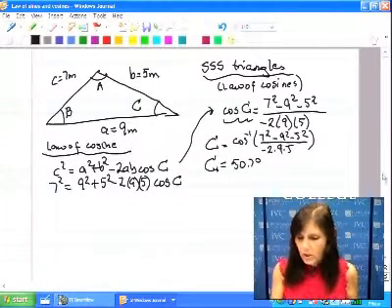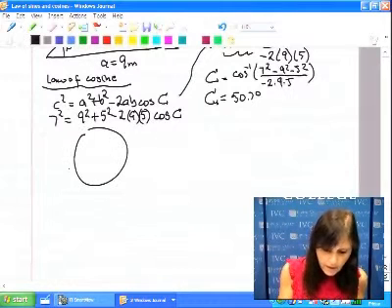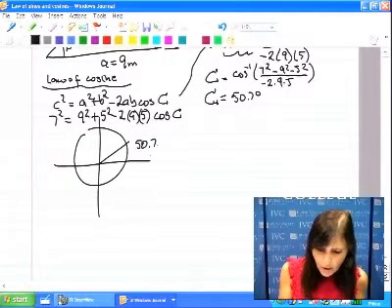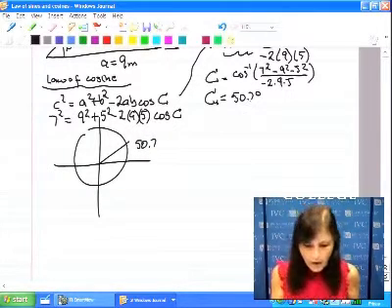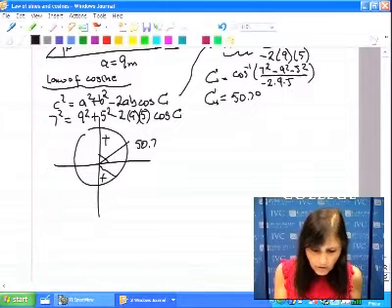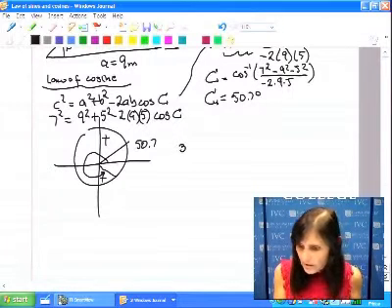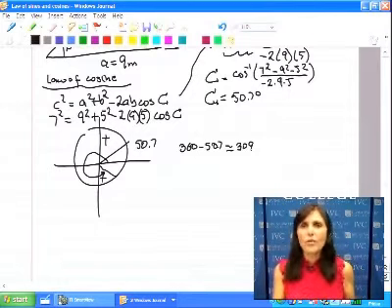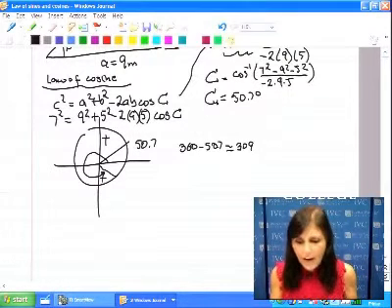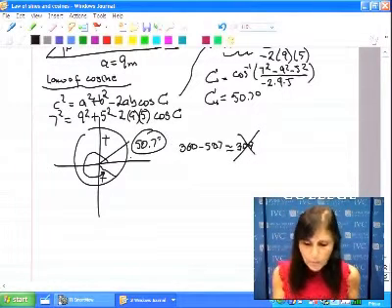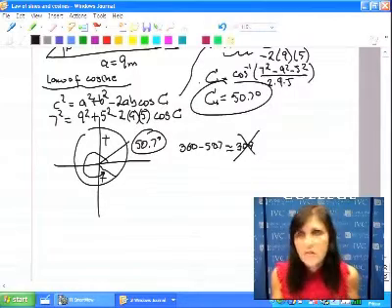Now, is this the only angle? Let's draw it and look at it. It is 50.7. And is this the only one? If you look at it, cosine is positive here. Then the other angle is going to be 360 degrees minus 50.7, that's about 309 degrees. And you cannot have a 309 degree angle in a triangle. So that is not one of your options. The only option you have is 50.7, which happens to be the C angle.